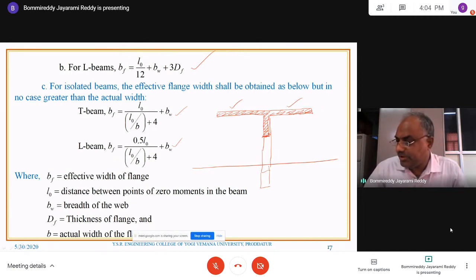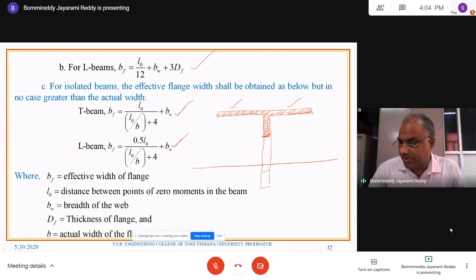If isolated T-beams are there, then the effective width is L0 by (L0 by B plus 4) plus BW. So this is the formula for both L beam and T beam. You have to remember these formulas because there is no concept behind them; they are empirical formulas given in IS 456, and the numerical questions may be based on these formulas.